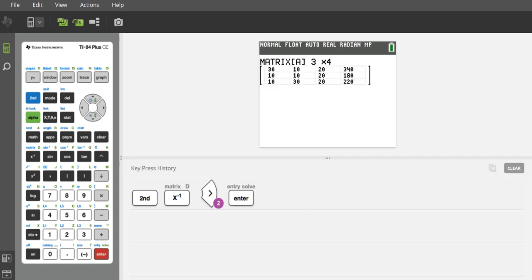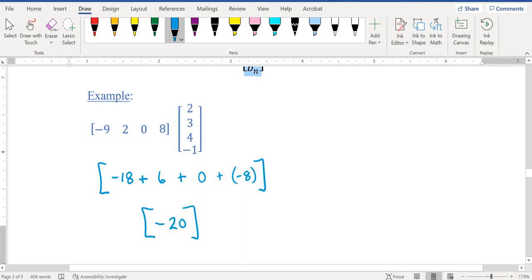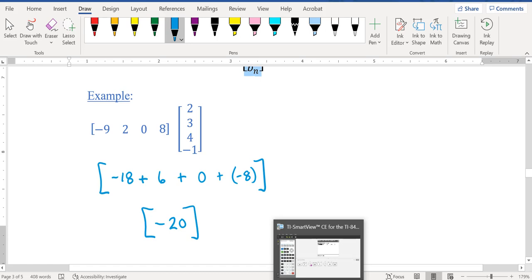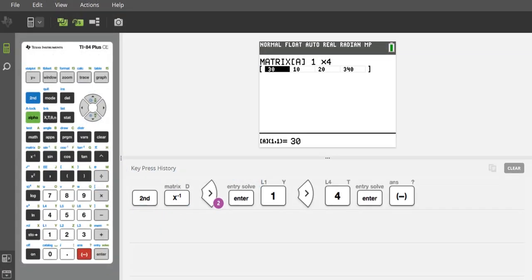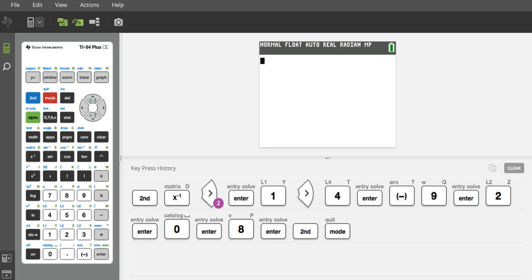My matrix A was a 1 by 4, and matrix A is -9, 2, 0, 8. Okay, second quit. Now go enter matrix B.